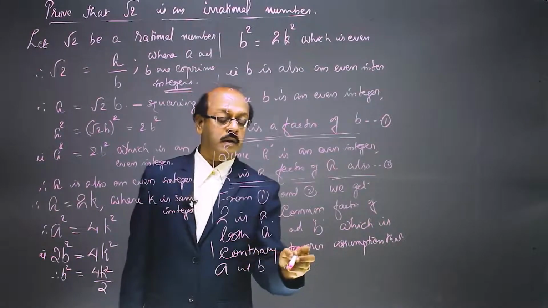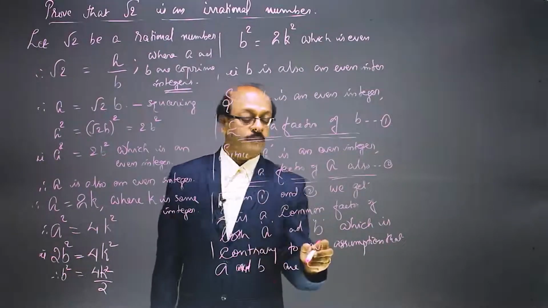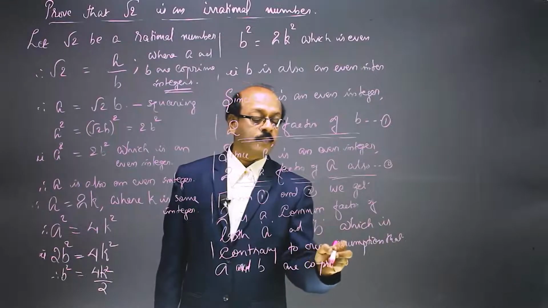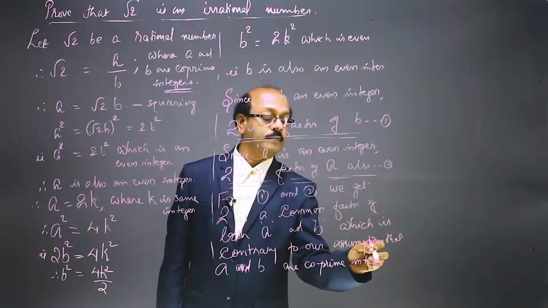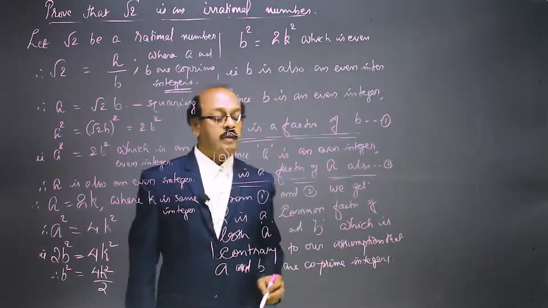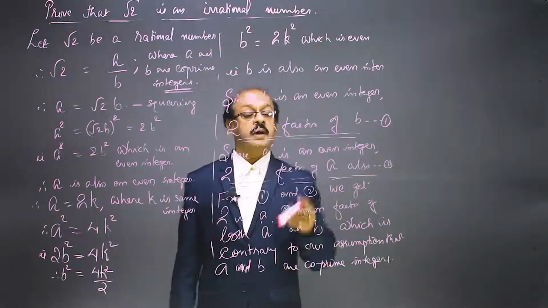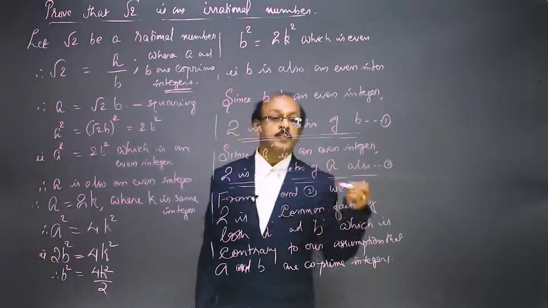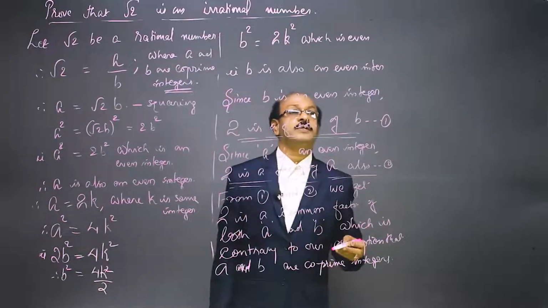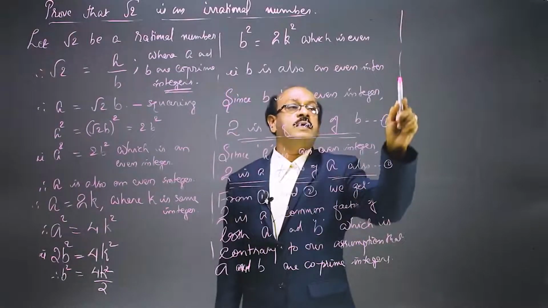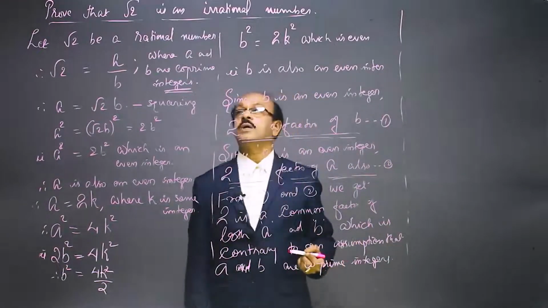Our assumption was a and b are co-prime integers, but here we are getting a statement which is opposing or contrary to our assumption that a and b are co-prime integers. That is, our assumption that root 2 is a rational number is wrong.